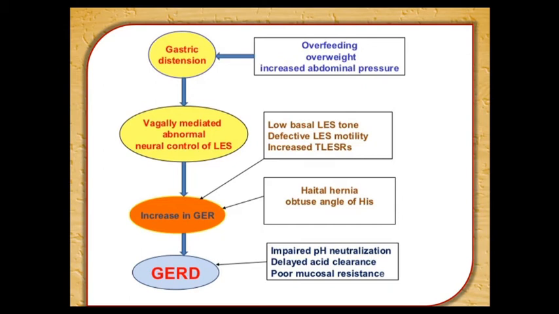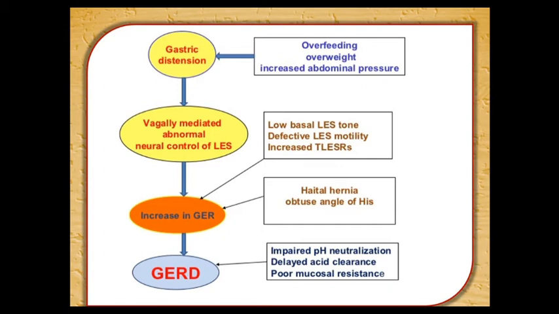So the main stimulus for gastroesophageal reflux is gastric distension. And this comes from overfeeding, overweight, and increased abdominal pressure. If this happens, it will lead to increased transient lower esophageal sphincter relaxation that occurs independently of swallowing, and the pressure will reduce to less than 4 mmHg, between 0 to 2 mmHg, and the duration will be more than 10 seconds.